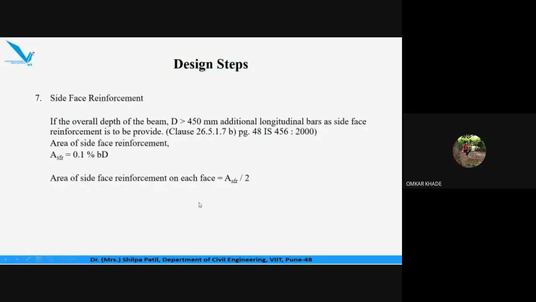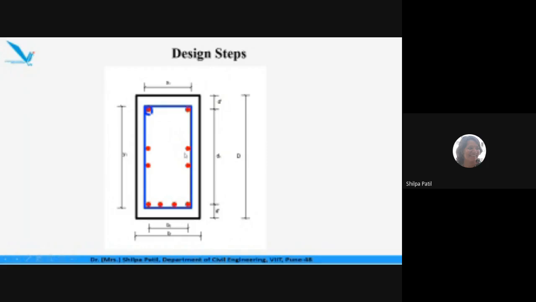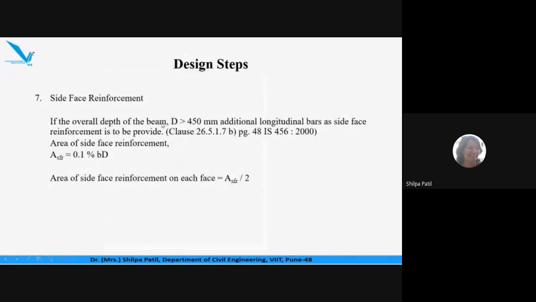Yes, ma'am. And the area of side face reinforcement by 2, why do we take that? This is the total area. ASFR is nothing but the area of these 4 bars. We have to provide the side reinforcement equally on both sides of the beam, that's why it is divided into half: 2 on this side, 2 on that side. So this is the total area of the side face reinforcement, and we have to place it equally on both sides. That's why it is made half. This total area is to be provided on one face and the remaining on the other face.